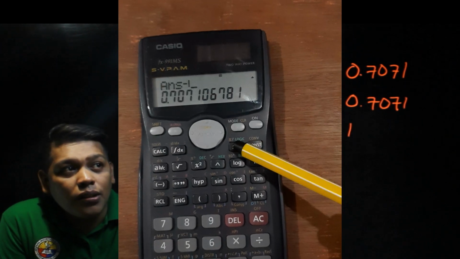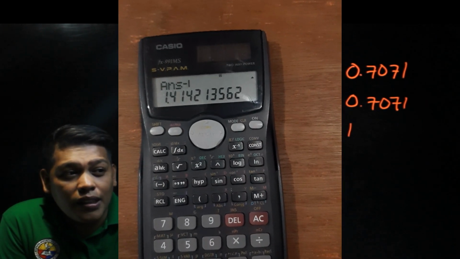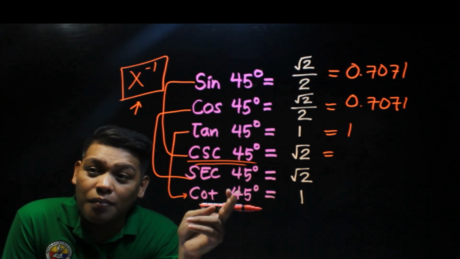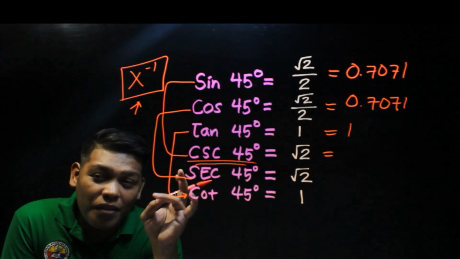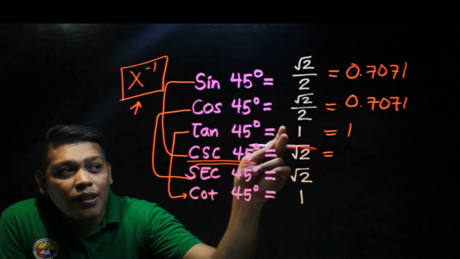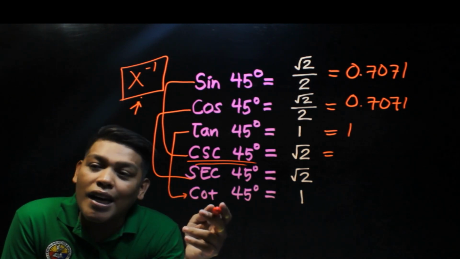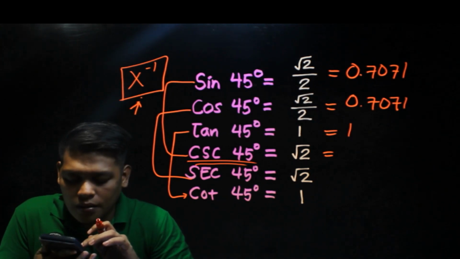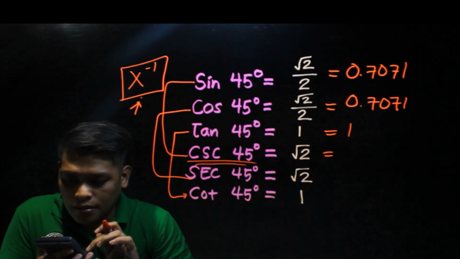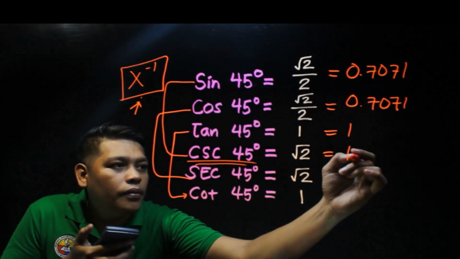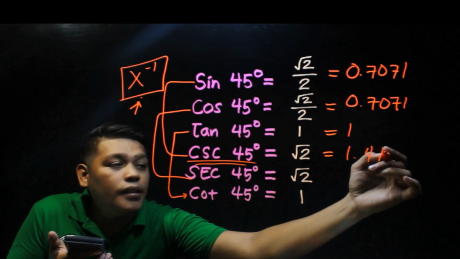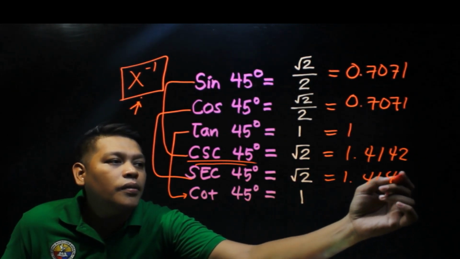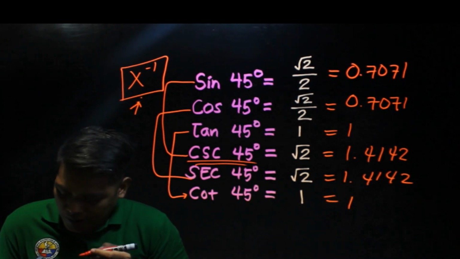Ganon din sa cosine. Sa secant 45 degrees, dadaan ka muna sa cosine 45 degrees, then pindutin mo ang symbol na to para makapunta ka sa secant 45 degrees. Then cotangent, ganon din. Dadaan ka muna sa tangent 45 degrees, tapos pipindutin nyo to para maging cotangent 45 degrees. So, ang value nito sa cosine 45 degrees ay 1.4142. Next naman, ganun din yan. 1.4142. And this is 1. So, did you get?